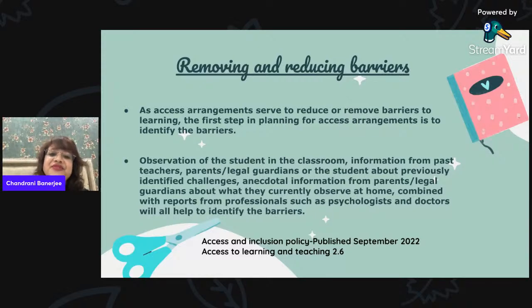As access arrangements serve to reduce or remove barriers to learning, the first step in planning for access arrangements is to identify the barriers. Observation of the student in the classroom, information from past teachers, parents, legal guardian, or the student about previously identified challenges, anecdotal information from parents, legal guardians about what they currently observe at home, combined with reports from professionals such as psychologists and doctors, will all help to identify the barriers. To understand more about inclusive classroom, we must identify the challenges and the barriers children face.